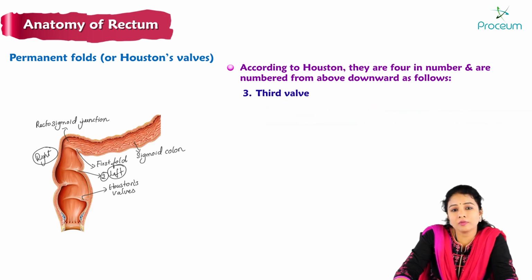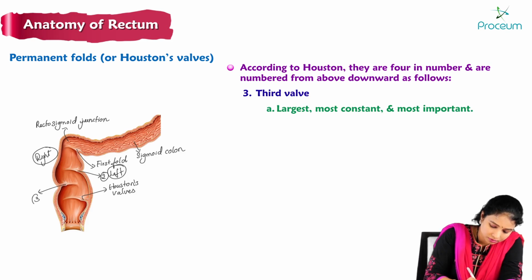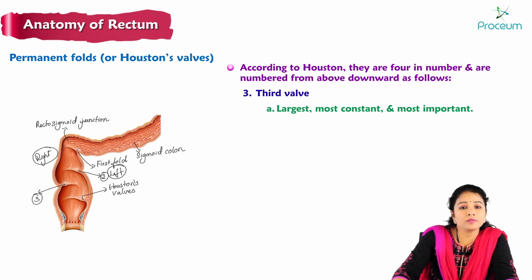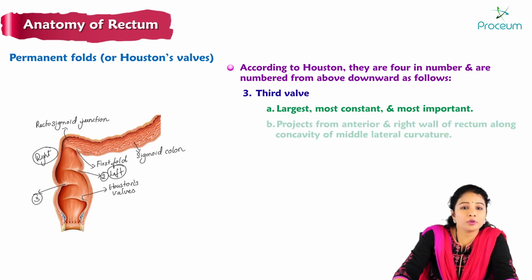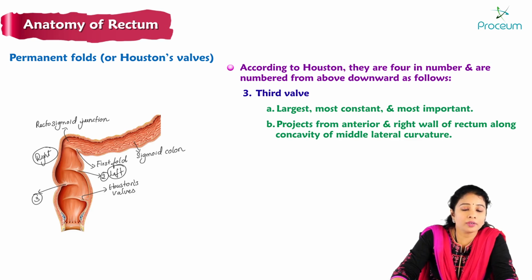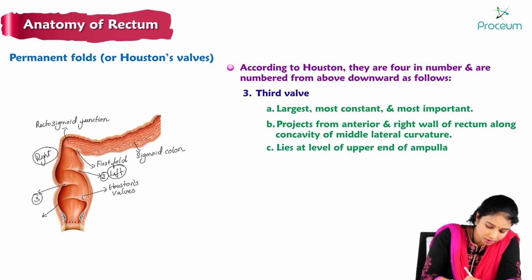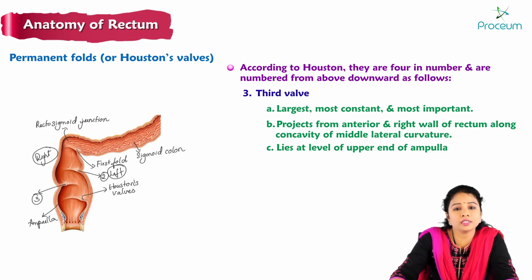Next, about the third valve, it is the largest, most constant and most important valve. As it is quite prominent and conspicuous, it projects from the anterior and right wall of the rectum along the concavity of the middle lateral curvature. It lies at the level of upper end of ampulla. So this is ampulla.